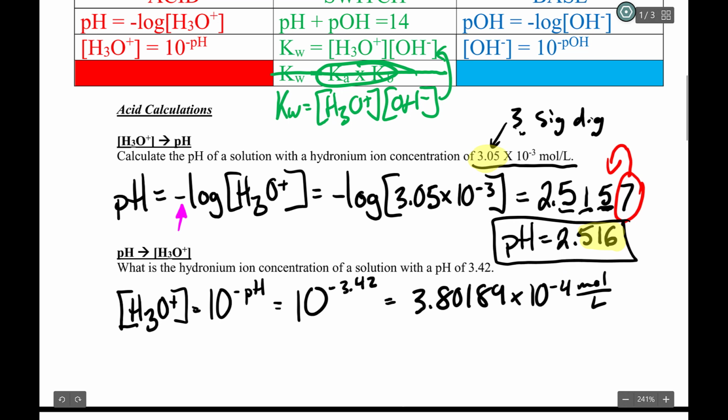Now, if I was to round this properly, when I look at the pH value up here, it looks like 3 significant digits, but only the decimal places are significant. So I only need 2 significant digits. This should come out to 3.8 times 10 to the negative 4 moles per liter, and that would be equal to the concentration of hydronium.